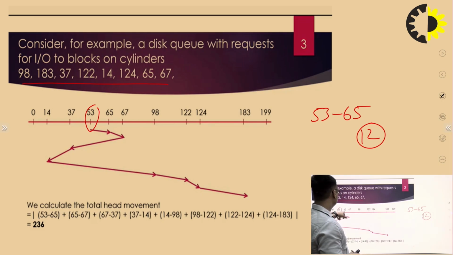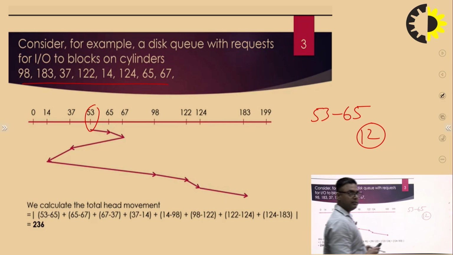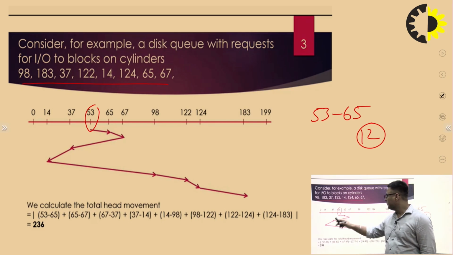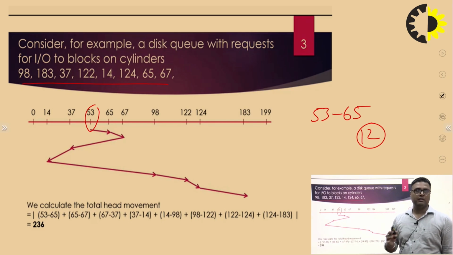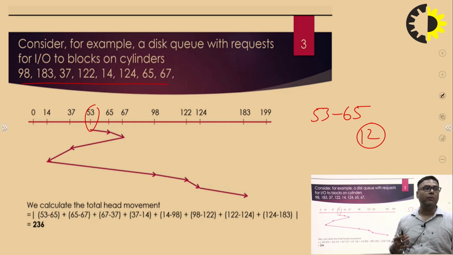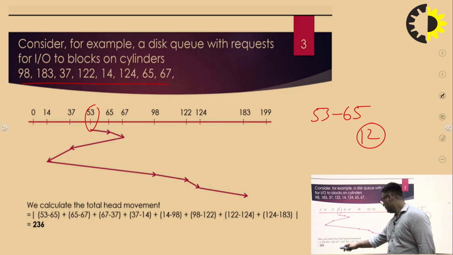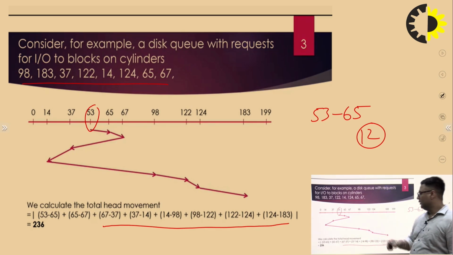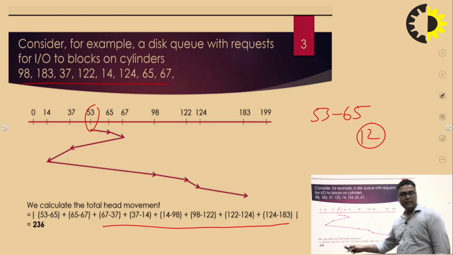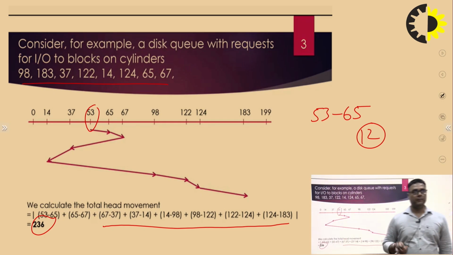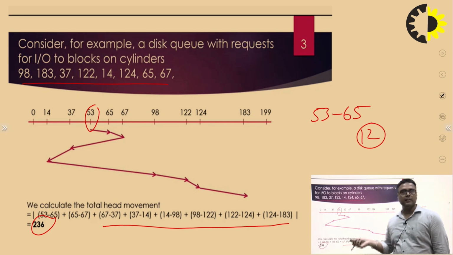So 53 to 65. Again, 65 to the nearest track is 67. Again, 67 to the nearest track is 37. 37 to the nearest is 14. First we have to find out who is near, then move the head from that location to another location. Then we find the total from these previous head movements, and that calculation is 236. It is the final answer to your question through SSTF, shortest seek time first.